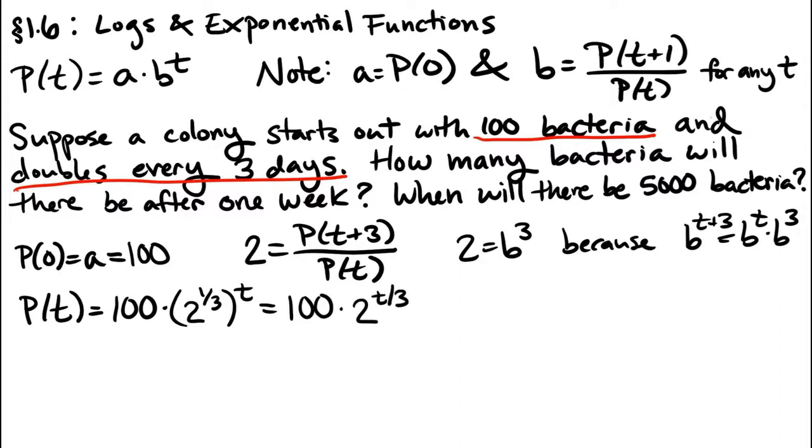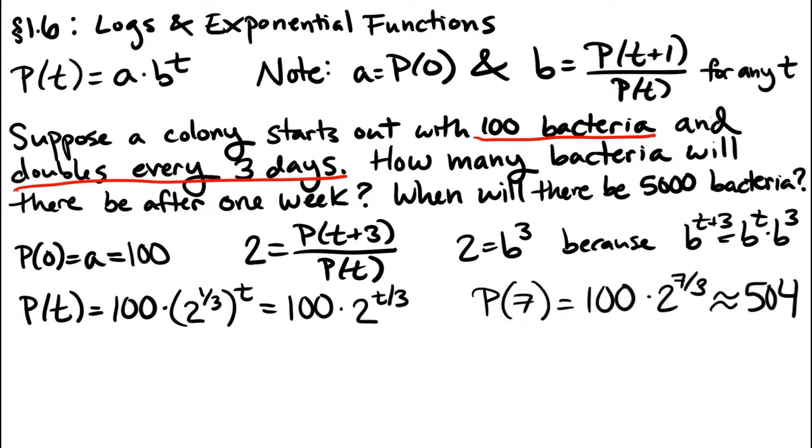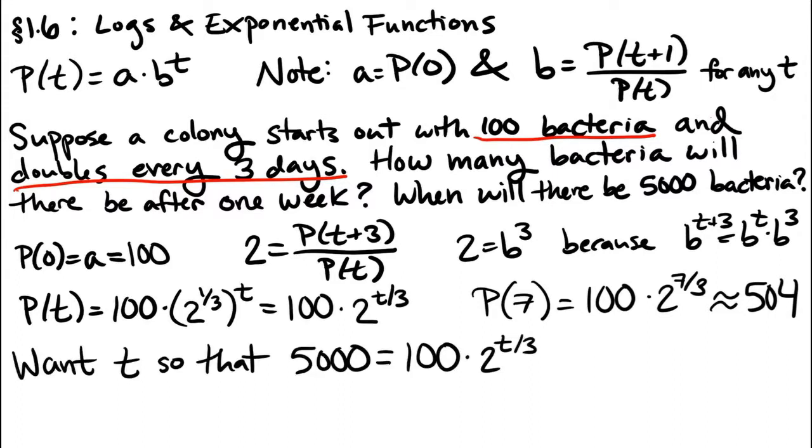Now we're ready to answer that first question. How many bacteria will there be after 1 week? The answer is just P(7), which is about 504. What about that other question? We want to find a t so that 5,000 is P(t), which is 100 times 2 to the t over 3. We want to isolate t.